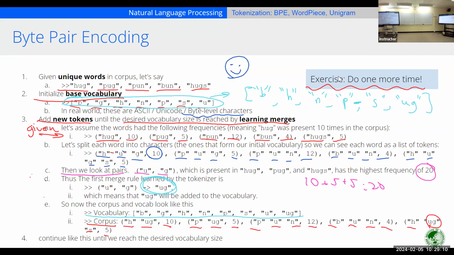So everything good, right? I think to enhance the understanding, why not you do this one more time? Based on this, you do one more time and tell me what is the next vocabulary. And I will ask someone to come up and tell me the solution. You continue from here, everyone. Do one more time.